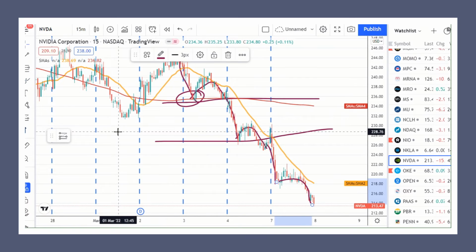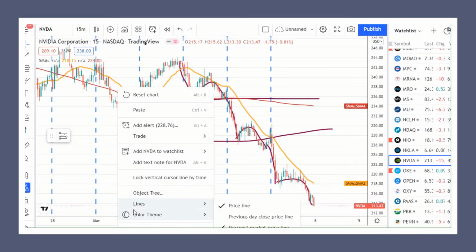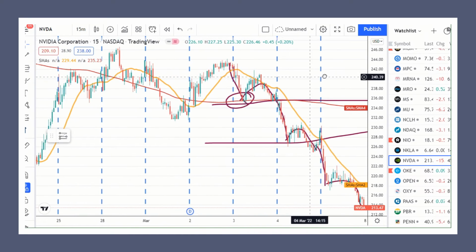Let's see. Let's look at another part of this. Okay, let's remove these. See if I can move this chart.